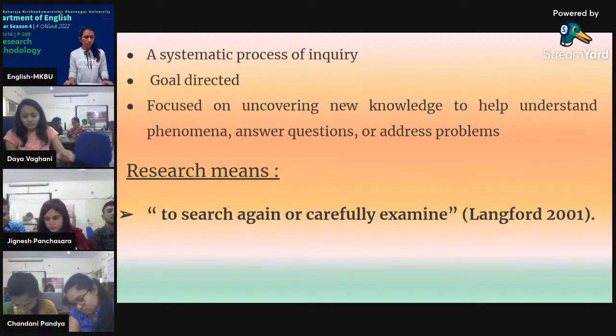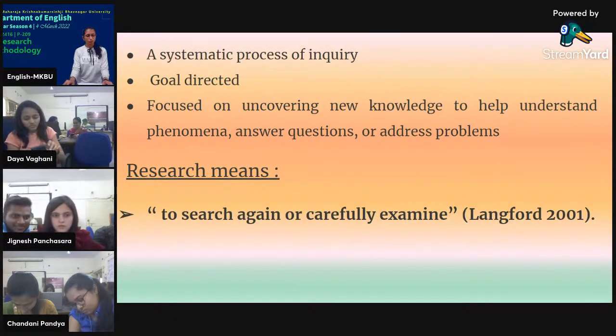Research concerns two words, what and how, and is focused on uncovering new knowledge to help understand phenomena, answer questions, or address problems.